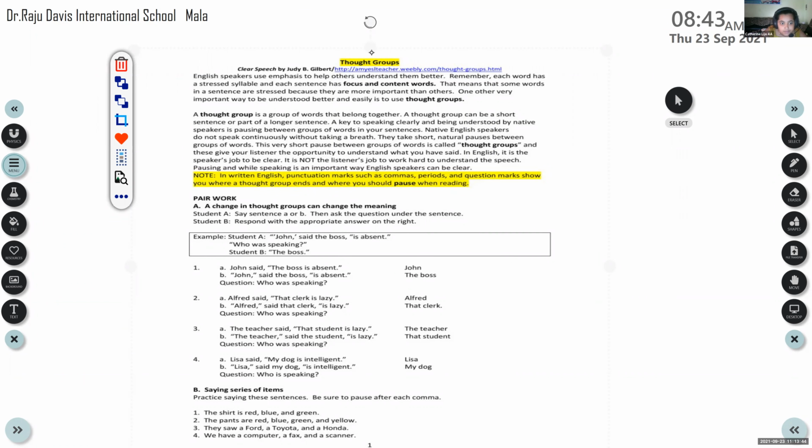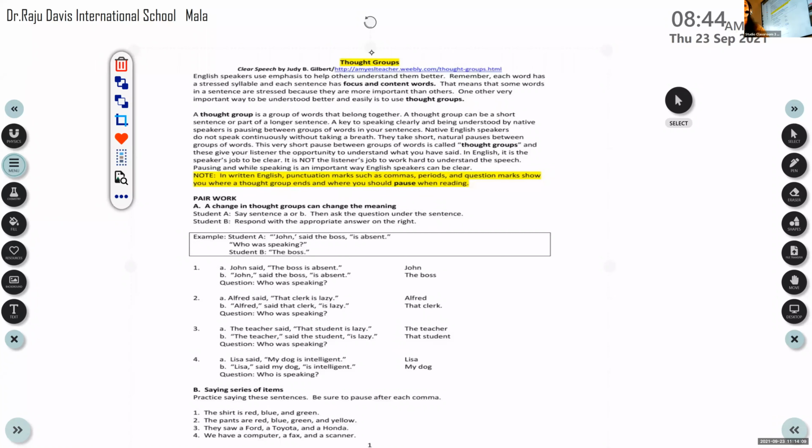John? No, not John. Another person. The boss is speaking. John, said the boss, is absent. If I had said John said the boss is absent, then John is speaking. Are you able to understand the difference? Yes, ma'am. See, my pause is different in both the sentences.